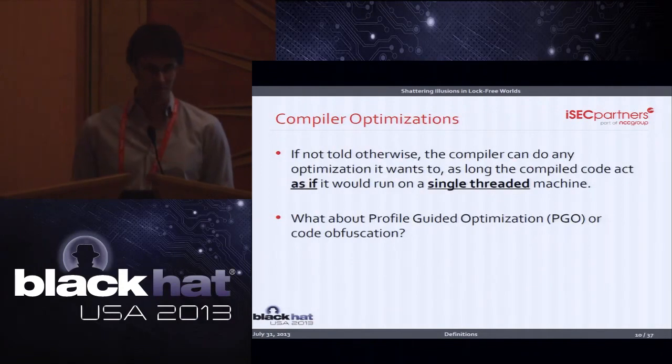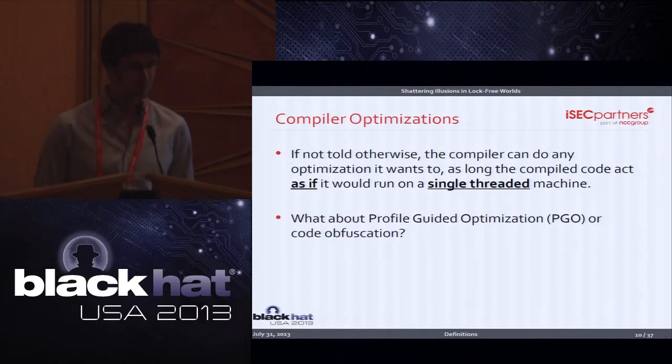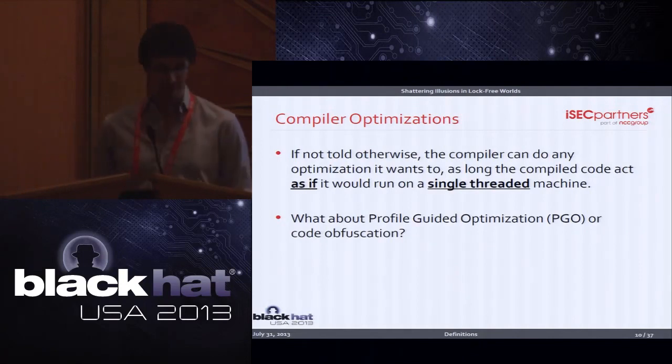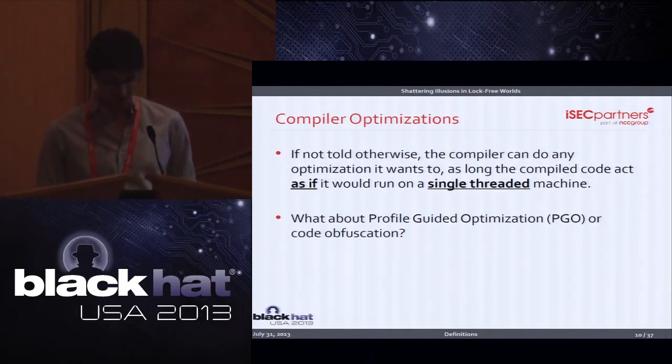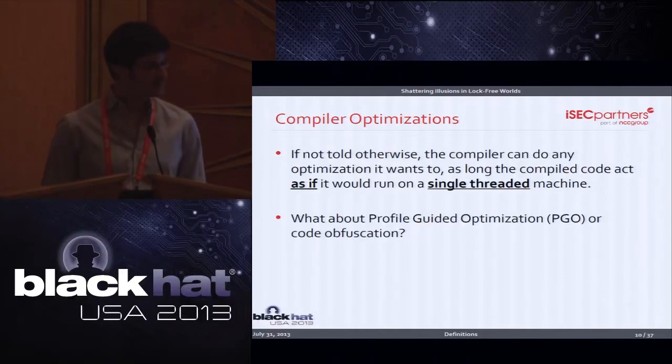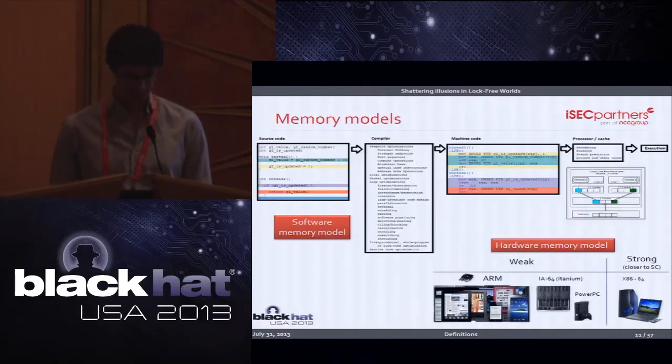So let's talk about compiler specifics. In addition to potentially reordering what you write, it can do a lot of other optimizations. And it does that assuming the code you write runs on a single thread if you don't tell it otherwise. In addition, there are things like profile-guided optimizations or even add-ons to the compiler to obfuscate the generated code that can potentially create other issues. But I'm not going to talk about them today.